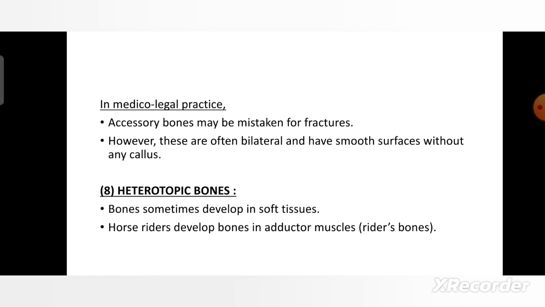Last are the heterotopic bones. These are bones that sometimes develop in the soft tissue. Horse riders develop bone in the adductor muscles, which is also known as rider's bone.